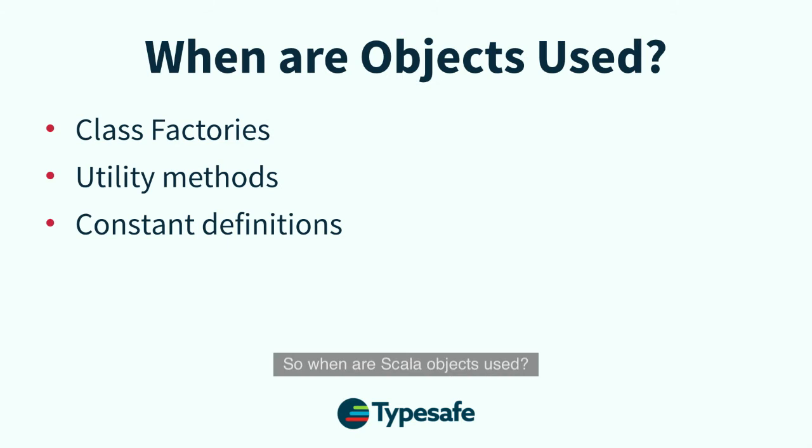So when are Scala objects used? A very frequent use case is to create factories for instances of classes. So this is an abstraction or usage that is not tied directly to an instance of a class, but instead results in the creation of instances of classes. They're also good for utility methods, which do not leverage any state from outside of themselves. Anything they use is what is passed in as a parameter, and then they return some value based on a calculation or transformation. Objects are also used to house constant definitions.